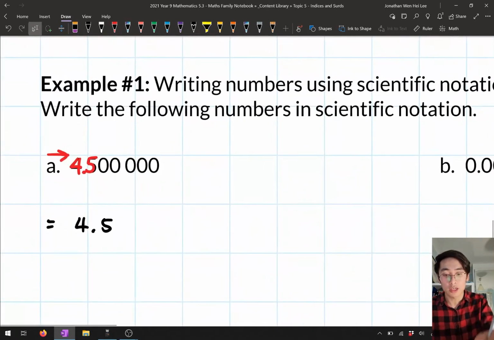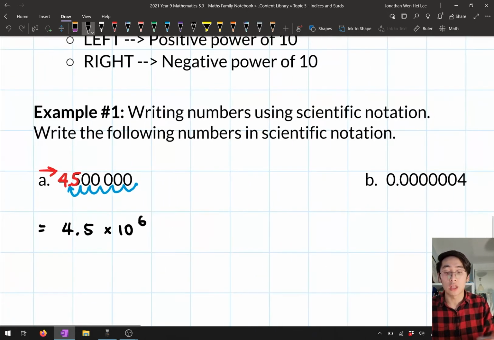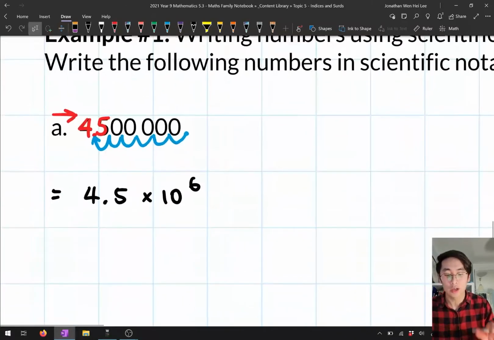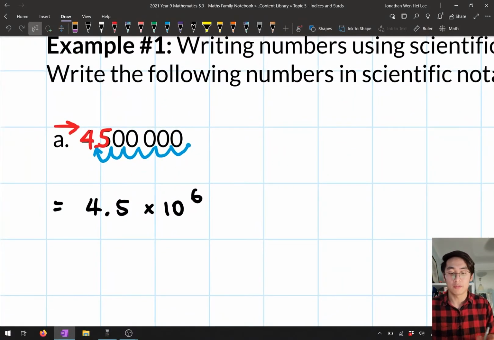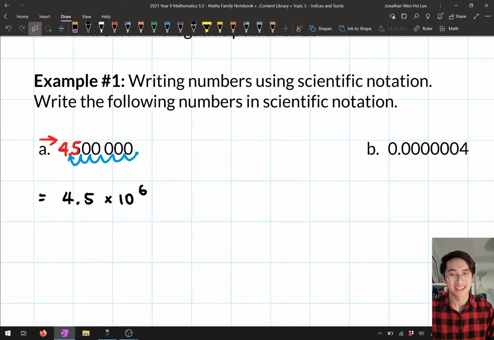Notice here, the original decimal point would be all the way on the right, because it's a large number. And so all I need to do is count how many places I've moved. I've moved 1, 2, 3, 4, 5, 6 to get to this new decimal point that I put in. What this means is that I need to write this as times 10 to the power 6, and because I'm moving it to the left, it's a positive power, so I don't need to do anything with this number. So writing this number in scientific notation, this just becomes 4.5 times 10 to the power 6.